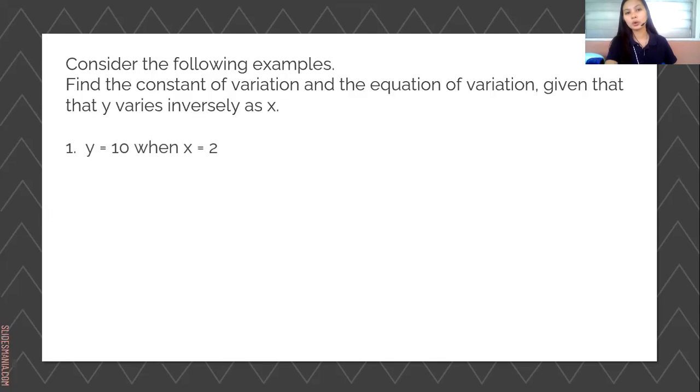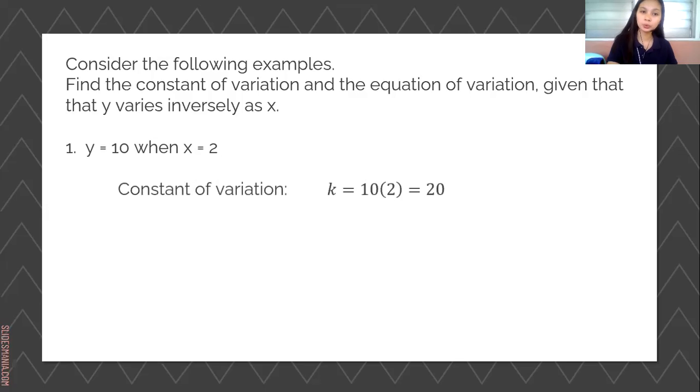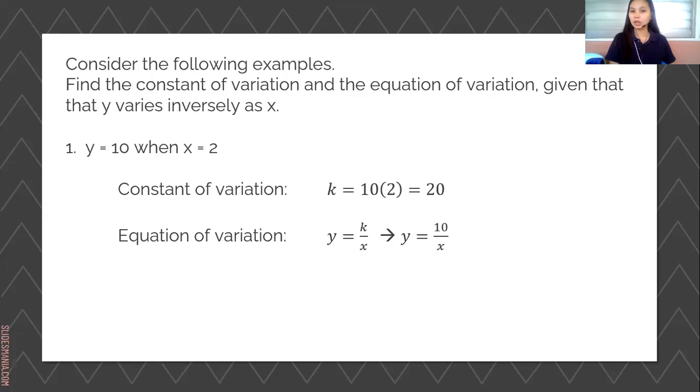So, y is equals to 10 when x is equals to 2. So, the constant of variation po, ang x natin, ay ang y natin, sorry, is 10. Ang x natin is 2. So, 10 times 2 is 20 po. So, for our equation of variation, substitute lang po natin yung k natin as 20 over x na po. 'Di ba? As is lang si y and si x po natin, yung dalawang variables po natin.